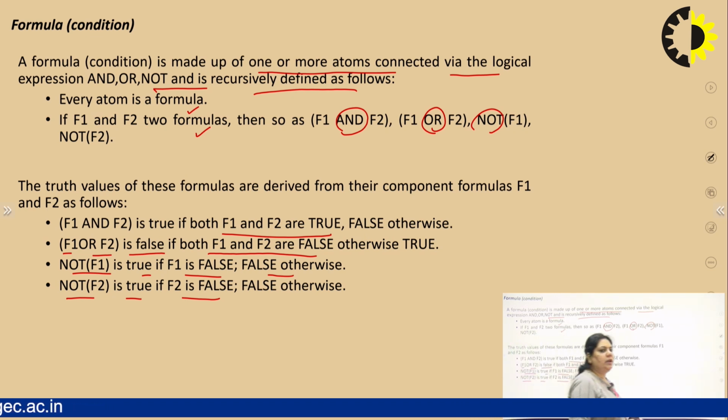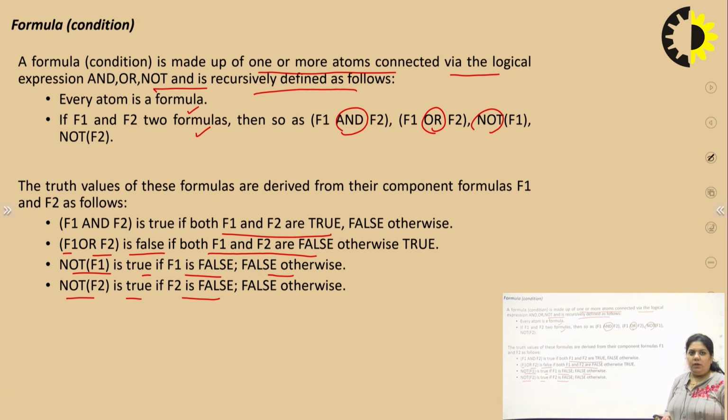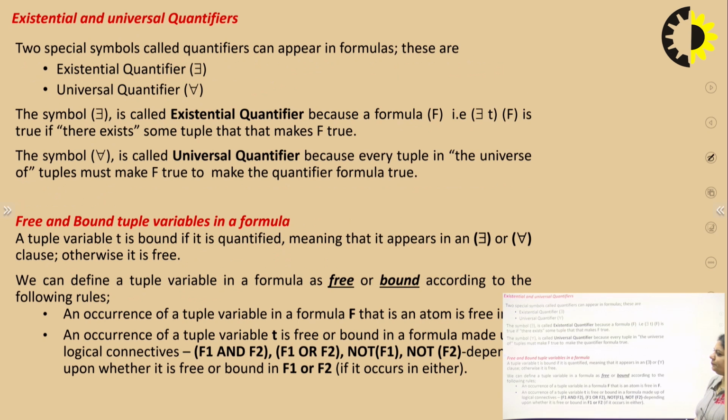These are the same conditions as we have applied in the AND, OR, NOT truth tables in computer architecture. Okay, the two most important terms are existential quantifiers and universal quantifiers, and free and bound tuple variables in the formula.